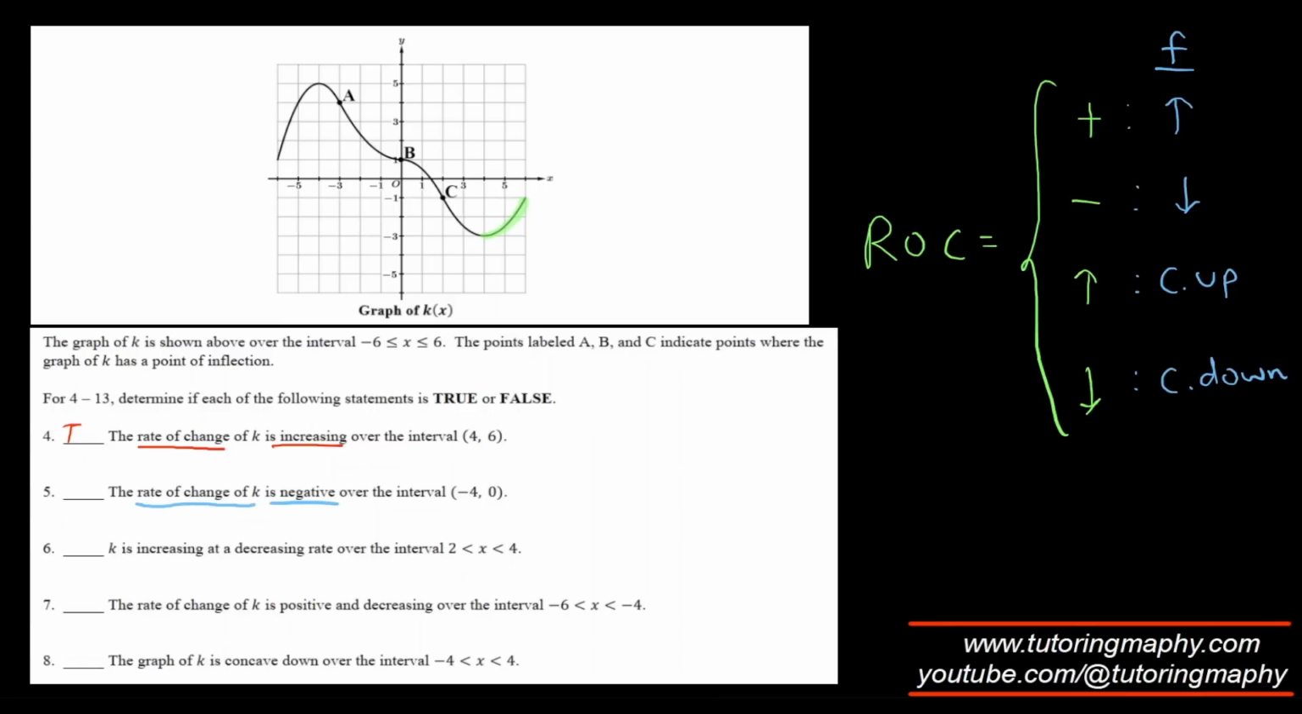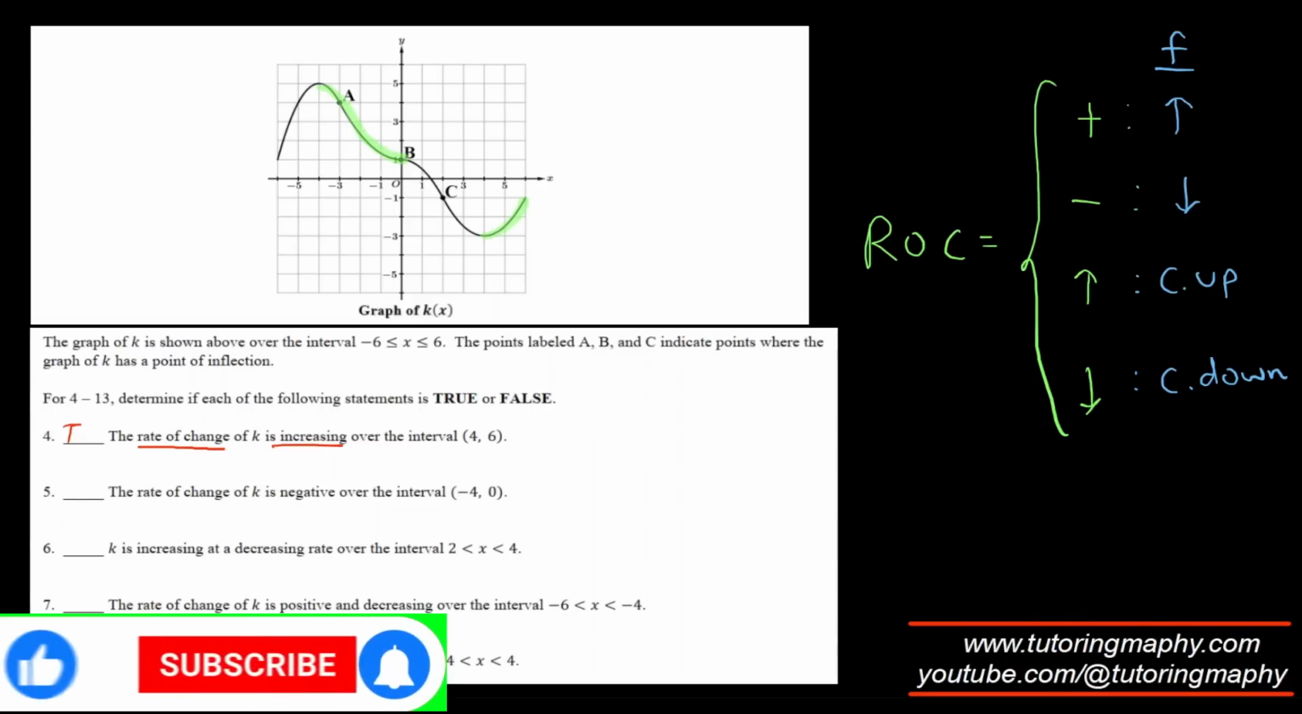So here they are saying ROC is negative. ROC is negative means the function is decreasing from -4 to 0. And -4 is here and 0 is here. Yes, absolutely, the function is indeed decreasing. So that's true.